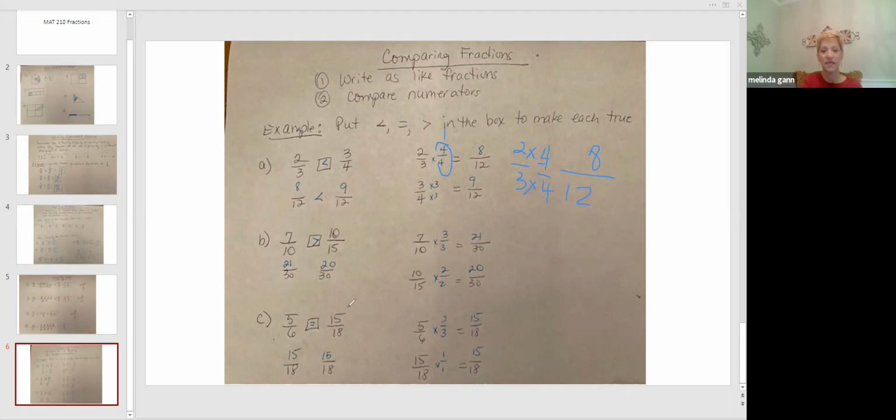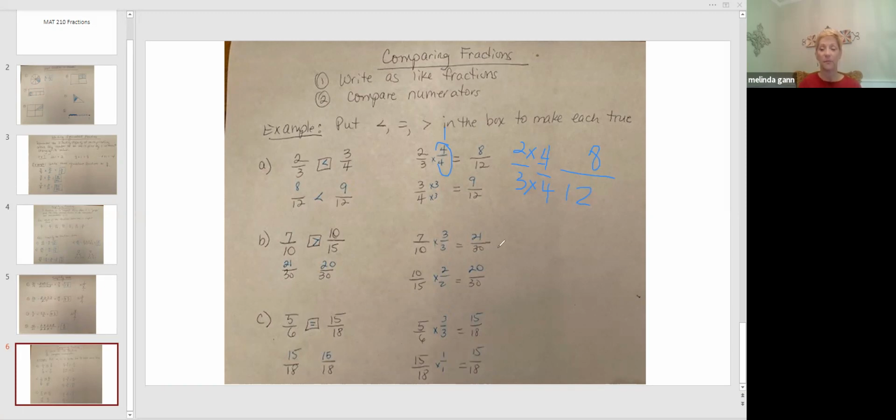Well, what about 5/6 and 15/18? Well, their least common multiple is 18. What do you multiply 6 by to get 18? 3. Then you've got to multiply this numerator by 3, and 5 times 3 is 15. Well, see, if the bottom doesn't change, the top isn't going to change. So look, actually, these are exactly the same. They're both the same as 15/18. This is just a simplified form.